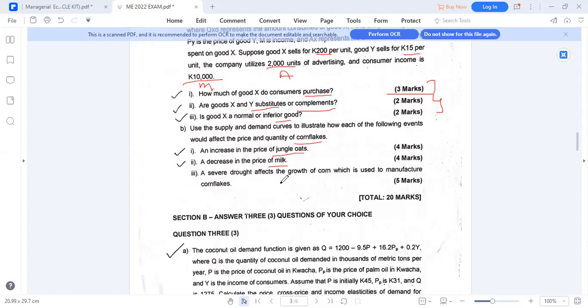What if there's a severe drought that affects the growth of corn, which affects the produce of cornflakes? What will happen? The demand for cornflakes will decrease, then the demand for Jungle Oats will increase. Okay, I like your logic, but at the moment, it's independent of these ones. So it's a question that is there. Anyone else?